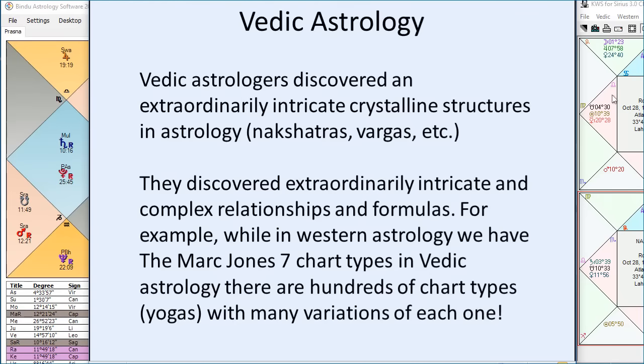Vedic astrology. Now, as I did mention in that first video on the crystalline structure and fluid dynamics in astrology, one of the outstanding things in Vedic astrology is the sophisticated, intricate understanding of what I'm calling the crystalline structure in astrology, which means anything that we're interpreting that has clearly defined sections to it, such as the zodiac signs.